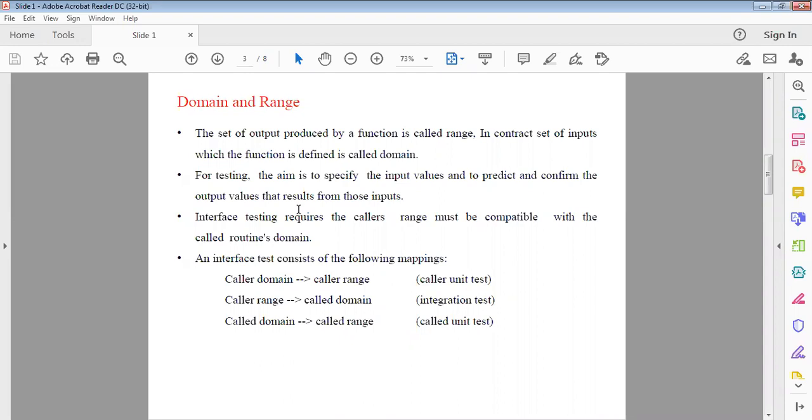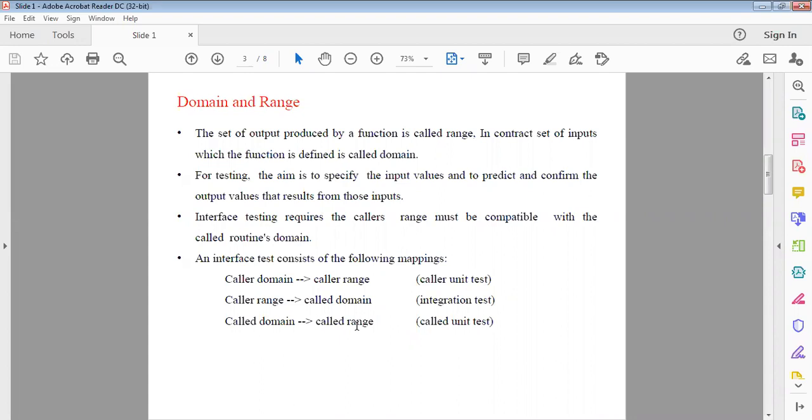So what does interface testing consist of? It consists of the following mappings, which can be done between two components. We have the caller and the called. The caller domain maps to the caller range, the caller range maps to the called domain, and then the called domain maps to the called range. Starting from the domain to the range is the mapping process.